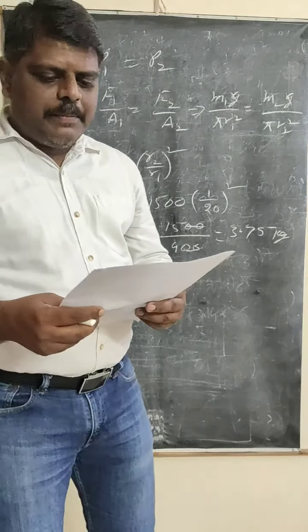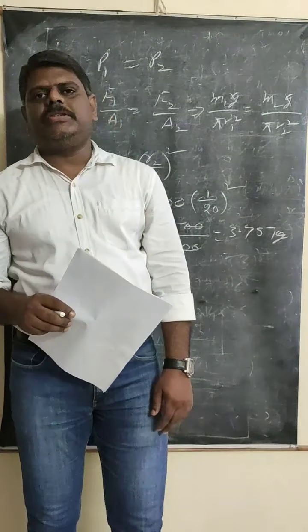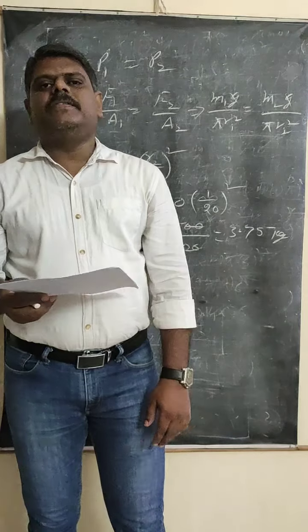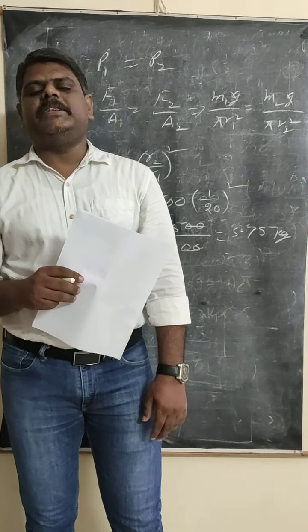3.75 kgs. That means 3.75 kgs should be used to balance the mass of the 1500 kg weight. So the problem is based on the past class.